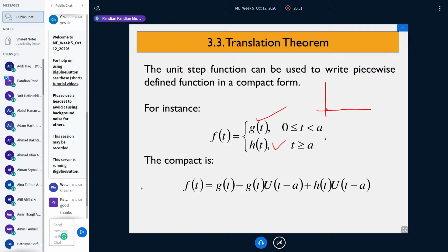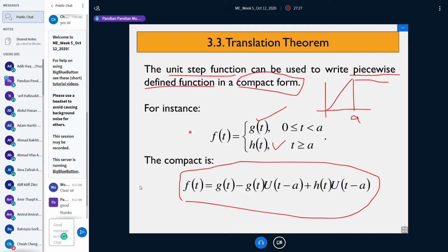From 0 to A, let's say one function, g(t), and then for t greater than A, it's another function, h(t), like this. So the unit step function can be used to write a piecewise defined function in a compact form. What is compact form? Compact form is this one.